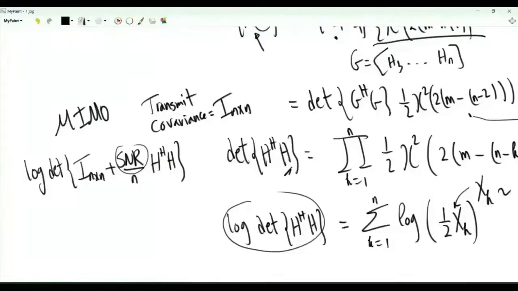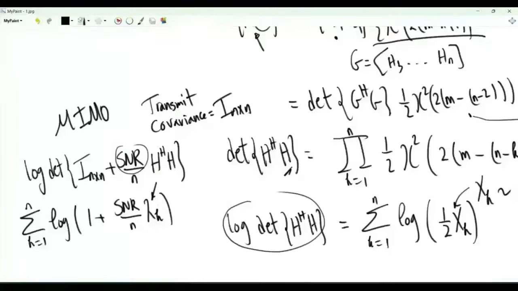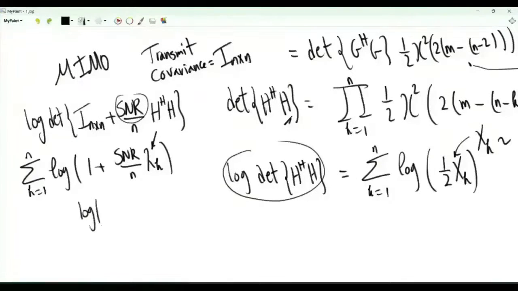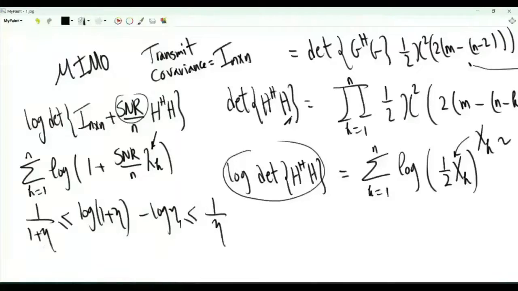The determinant of this matrix is the product of the eigenvalues. We can write the instantaneous capacity as summation k from 1 to n log 1 plus SNR over small n lambda k. This is the kth eigenvalue of H Hermitian H. If eta is a positive real number, then log 1 plus eta minus log eta is less than or equal to 1 over eta and is greater than or equal to 1 over 1 plus eta. If eta is very large, the difference between log 1 plus eta and log eta gets smaller and tends to 0 as eta tends to infinity.